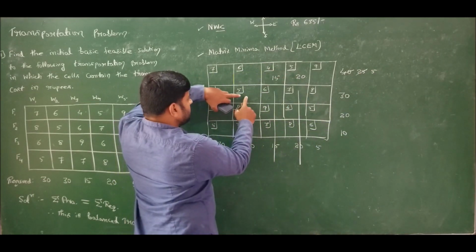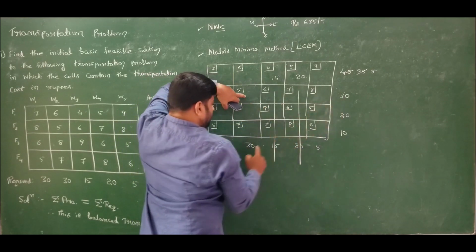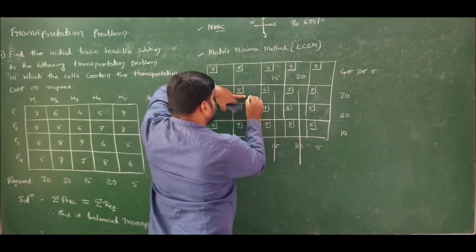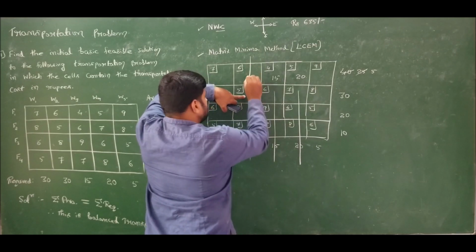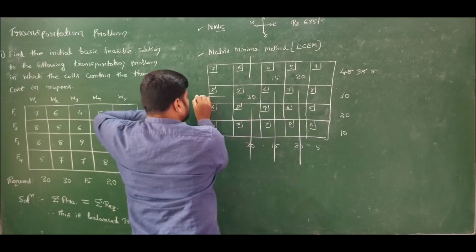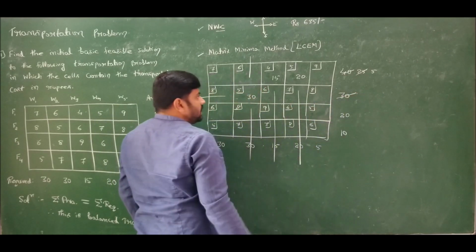Next I have 5 here. So minimum of 30 and 30. Minimum of 30 and 30 is 30. So no allocation is possible, and here also no allocation is possible. So 30, remaining will be 0.